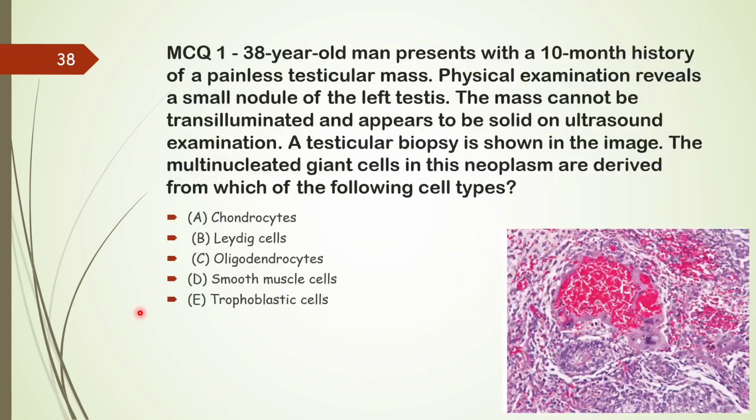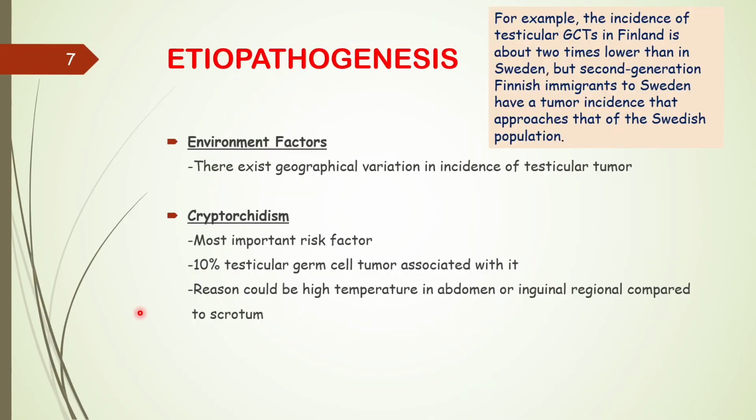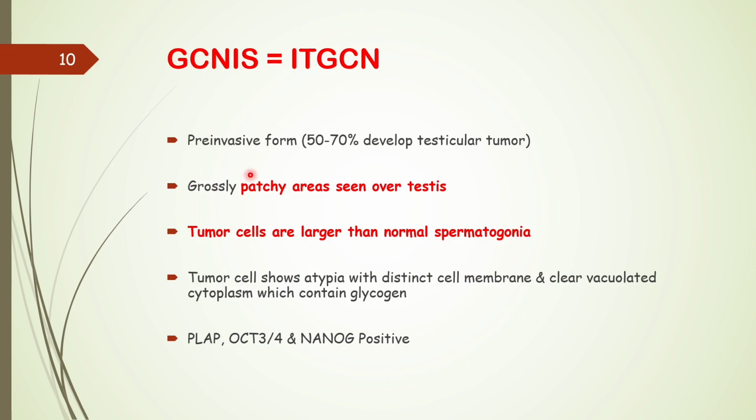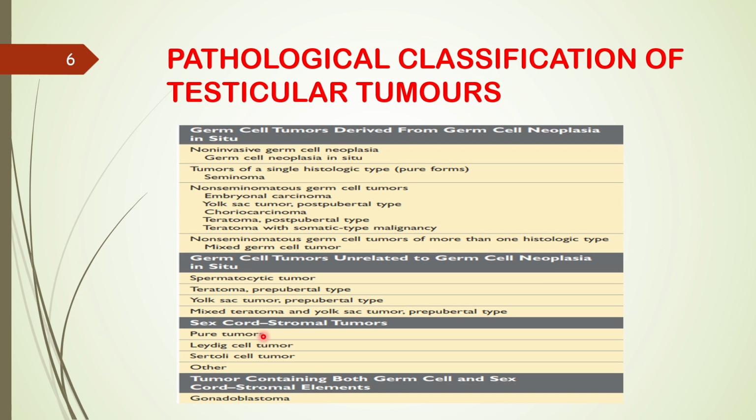All right. So again, in a minute or two, just a quick recap. What is the etiopathogenesis? Environmental factors, cryptorchidism, testicular dysgenesis syndrome, genetic predisposition in the form of isochromosome development, Klinefelter syndrome, or mutation in KIT. They are the risk factors for development of testicular tumor. Usually the testicular tumor is classified as germ cell tumor, sex cord-stromal tumor, or gonadoblastoma. Gonadoblastoma contains both elements of germ cell as well as sex cord-stromal, right?